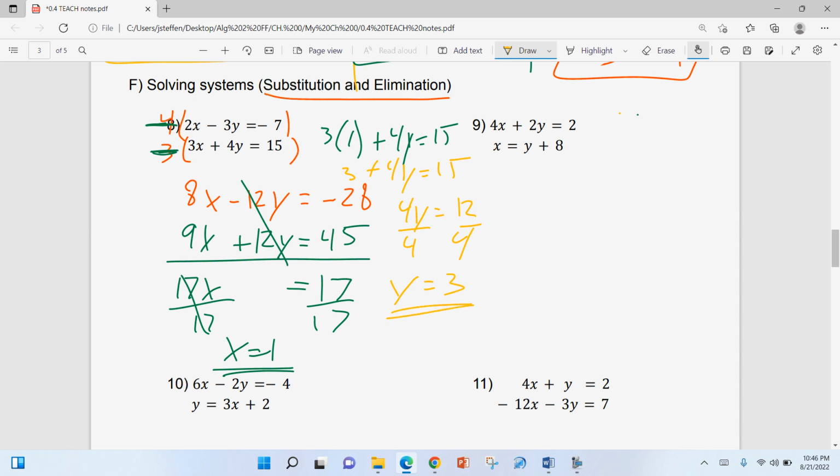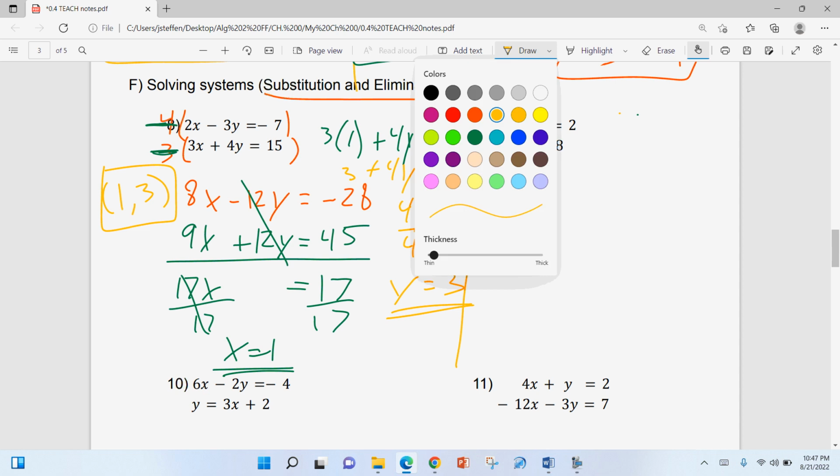So last but not least, your answer is an ordered pair. X is 1, Y is 3. Again, you can go back and check the answer. It's got to work for both of them, not just one of them. So I know that it's a little bit messy right now, but that's okay. And some of them are easier than that, where you don't have to multiply both equations by something. Sometimes you just have to multiply one of the equations. That's what number 11 kind of looks like.